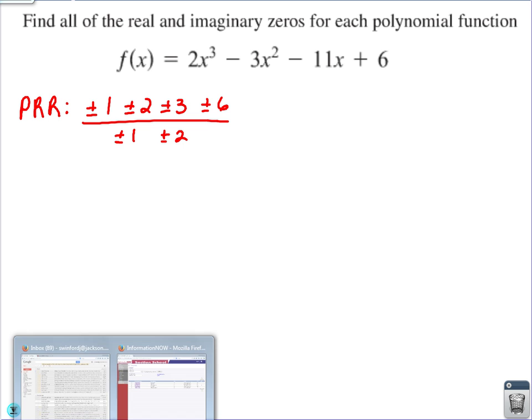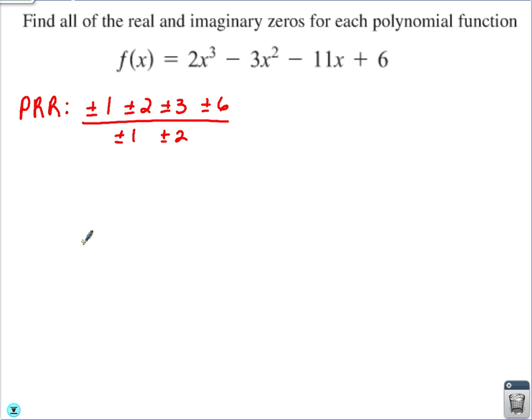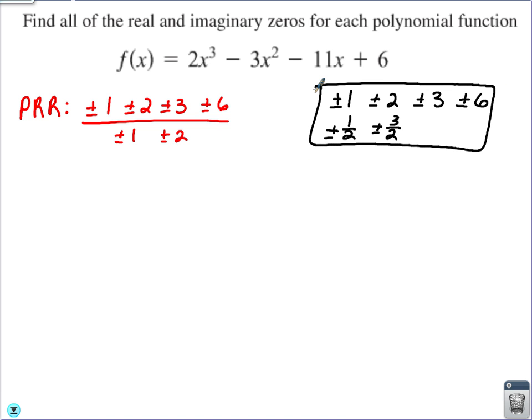So here's all of our possible rational roots. 1 over 1 is 1. 2 over 1 is 2. 3 over 1 and 6 over 1 are 3 and 6. 1 over 2 is a half. 2 over 2, you don't have to put 2 over 2, it's already listed. 2 over 2 is 1. 3 over 2 and 6 over 2. You don't have to put 6 over 2, it's already listed. There's all your possible rational roots.